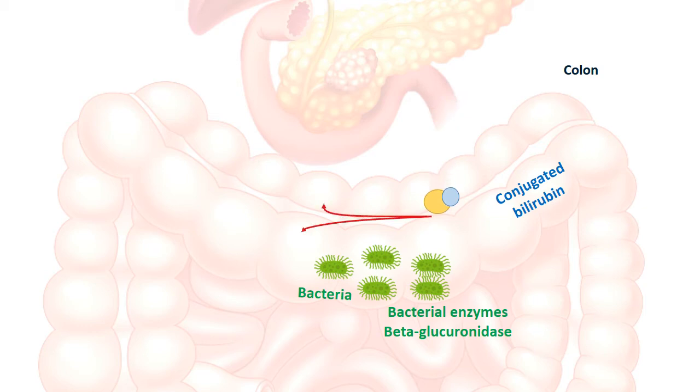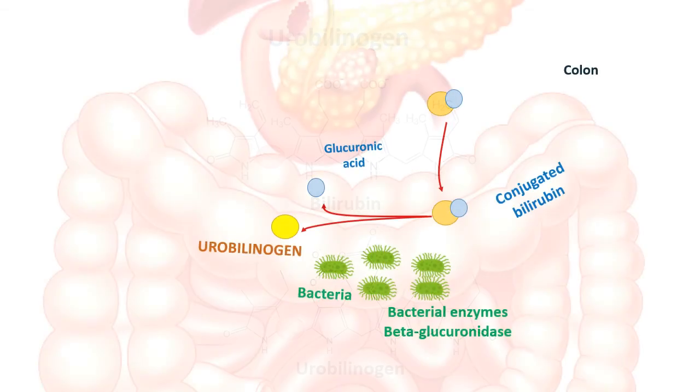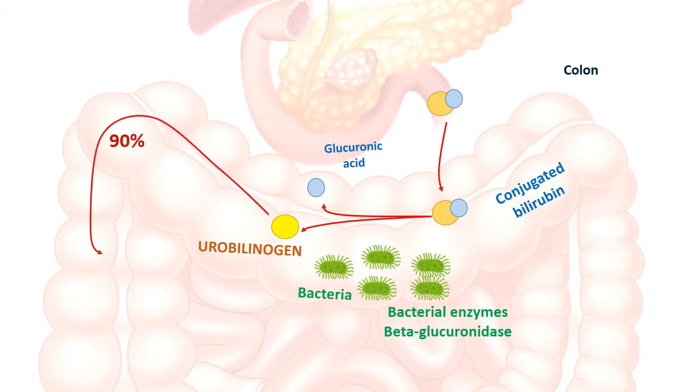Urobilinogen is formed under the influence of bacterial enzymes, beta-glucuronidases, and glucuronic acid is separated. Note the similarity of the structure of bilirubin and urobilinogen. The structure is very similar, but the double bond is replaced by a single bond in the urobilinogen molecule. Most of the urobilinogen, about 90%, is converted to stercobilin.